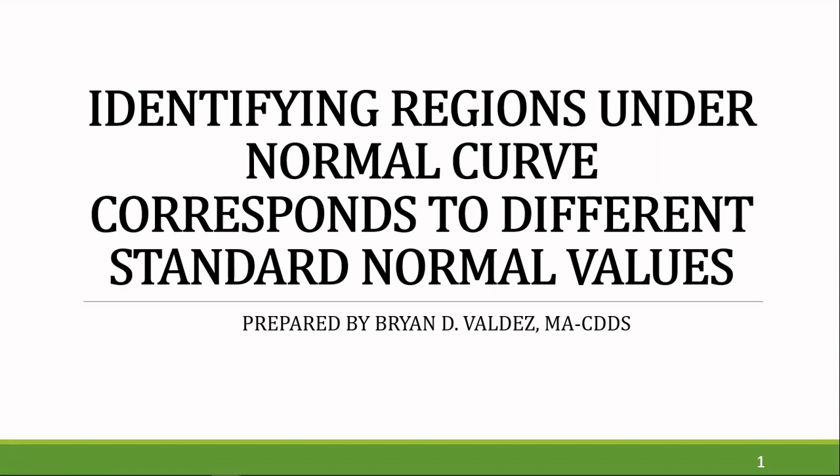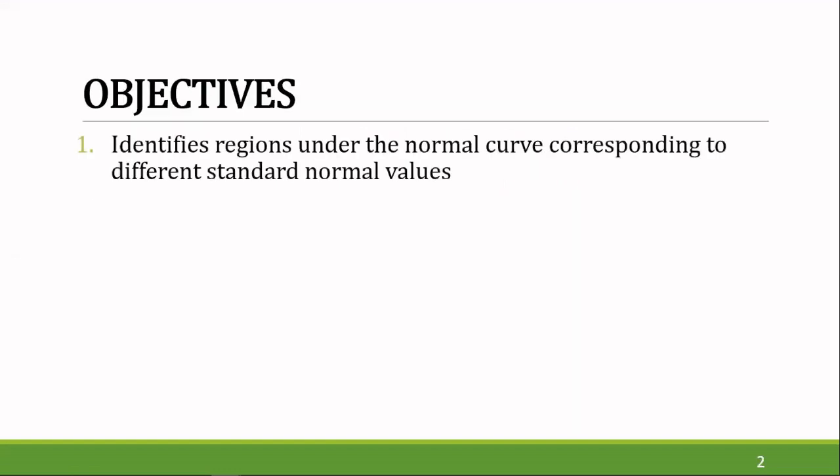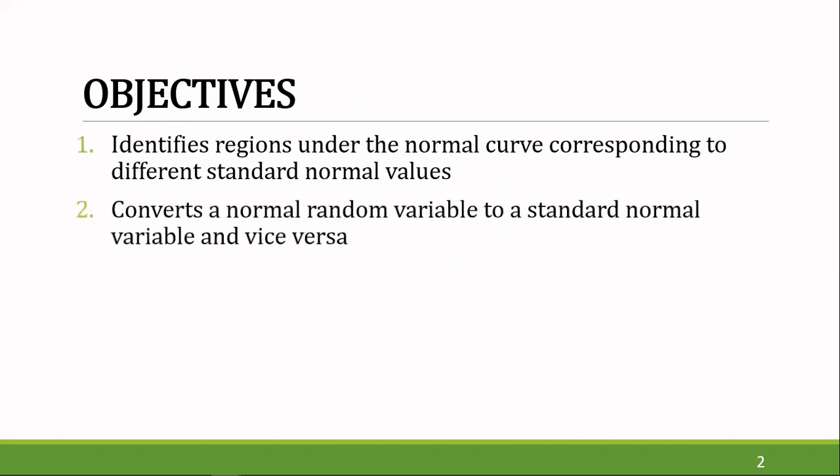Good morning, everyone. Our lesson for today, which is module number 4, is about identifying regions under the normal curve corresponding to different standard normal values. For module number 4, we have two topics. The first one is this one, and the other one will be discussed later. For this module, we have two objectives. The first one is to identify regions under the normal curve corresponding to different standard normal values. Number two, convert a normal random variable to a standard normal variable and vice versa.